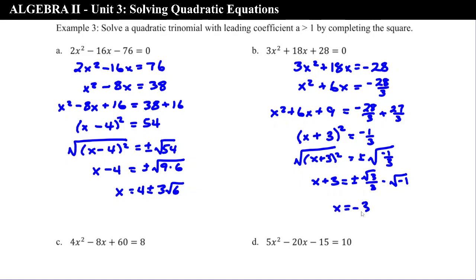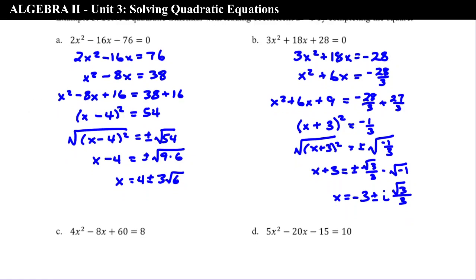Subtract 3 from each side. We've got plus or minus, square root of negative 1 gives you i, and then we got the square root of 3 over 3. Okay, let's go on to the next two examples.